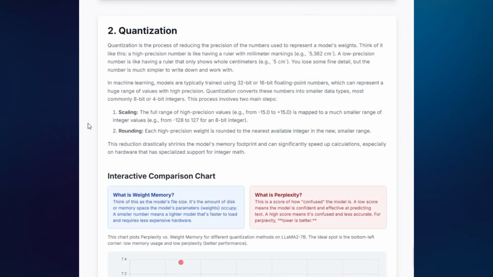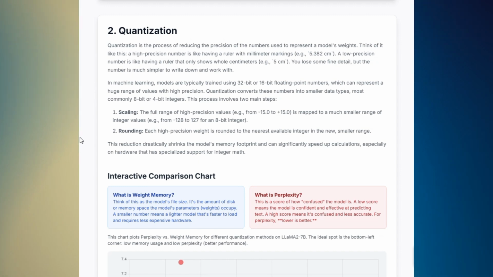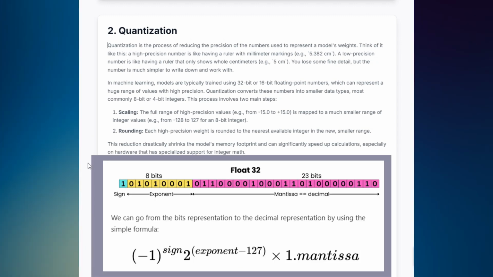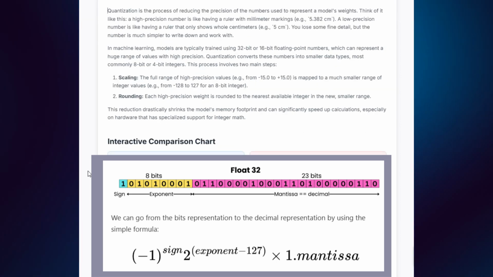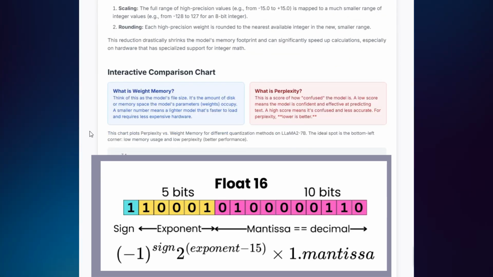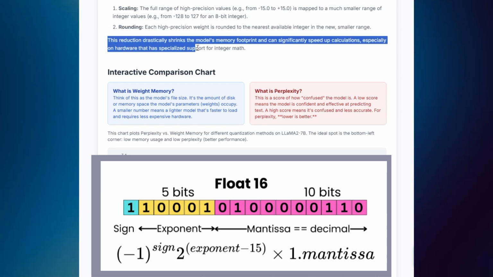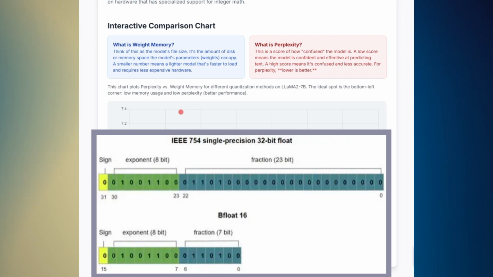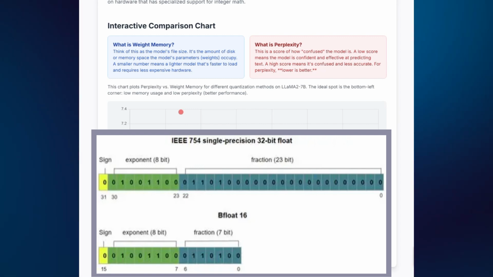Quantization is the process of reducing the precision of the numbers used to represent a model's weights. Think of it like this. A high-precision number is like having a ruler with millimeter markings, while a low-precision number is like having a ruler that only shows whole centimeters. You lose some fine detail, but the number is much simpler to write down and work with.